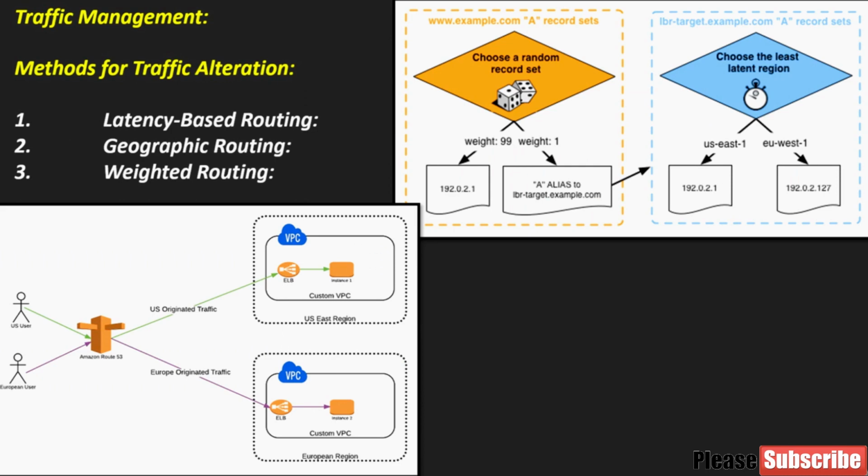Starting with the methods for traffic alteration, latency based routing is what we have to focus on first. Route traffic based on the lowest latency to enhance performance. According to geographical routing, direct users to the nearest endpoint based on their geographical location. That's optimizing latency and the user experience too. Third, we have weighted routing, so distribute traffic based on predefined weights. It's allowing for a controlled load balancing process.